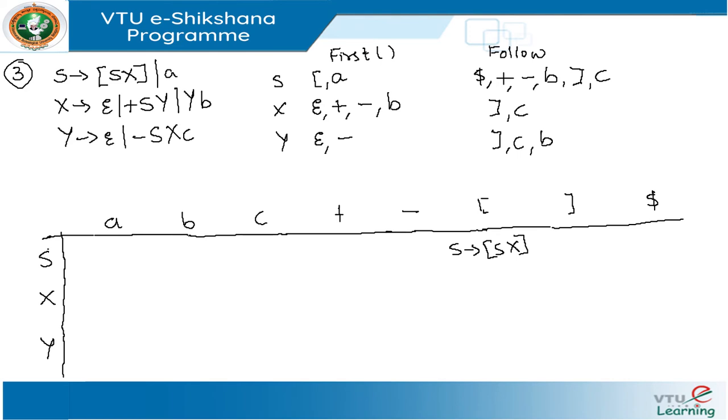Then the terminal symbol A. To get the terminal symbol A, we have to use the production S derives A, and that must be written in the column A. Then coming to the first set of X. The first set of X contains epsilon, plus, minus, B. Now when we have an epsilon in the first set, we need to make an entry in the table for the follow set symbols also.